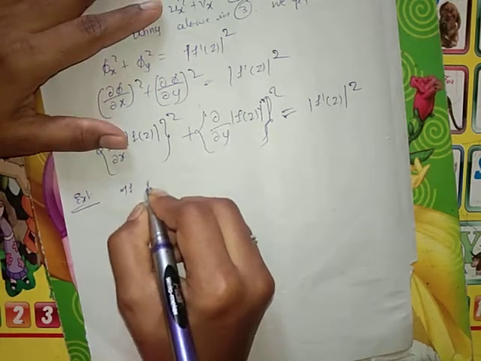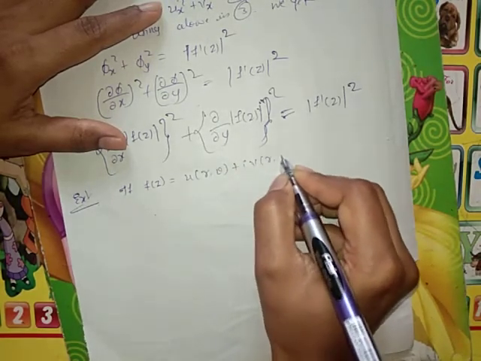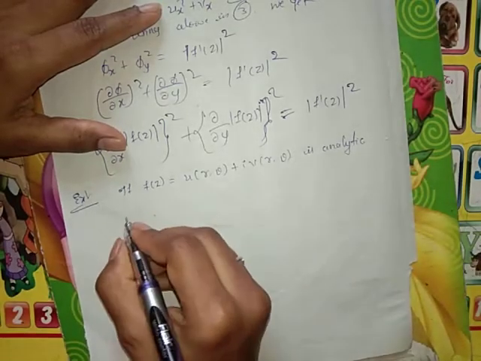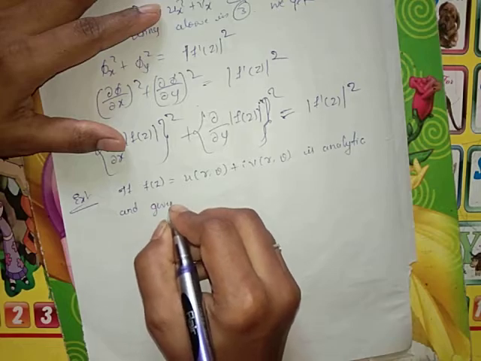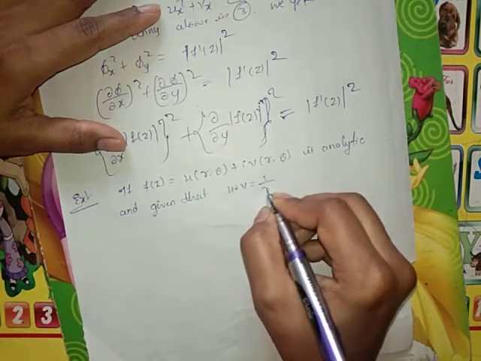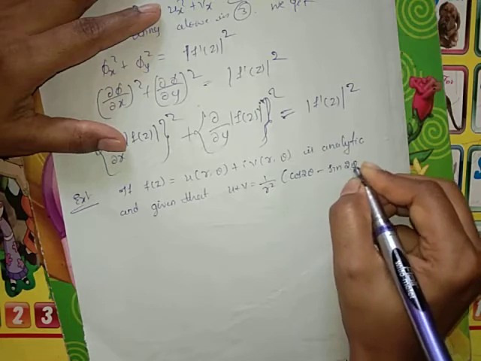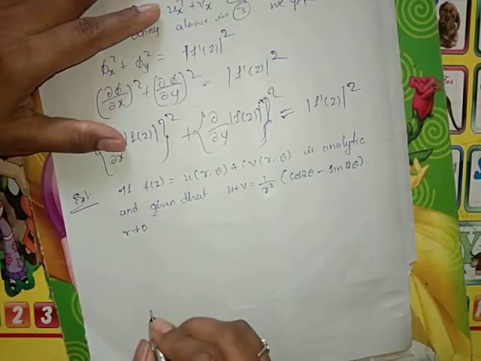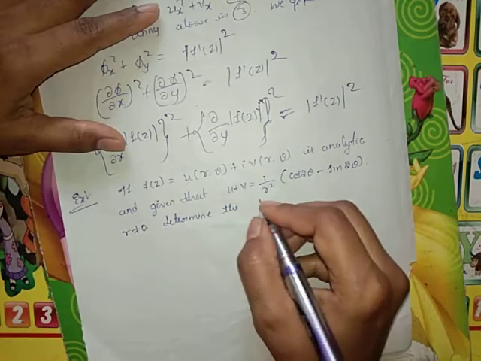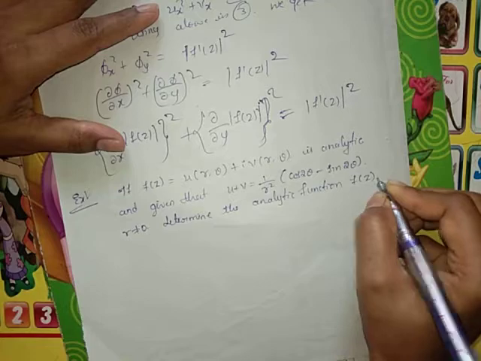So take down the example. If f of z equal to u of r comma theta plus i into v of r comma theta is analytic, and given that u plus v equal to 1 by r square of cos 2 theta minus sin 2 theta, where r is not equal to 0, determine the analytic function f of z.